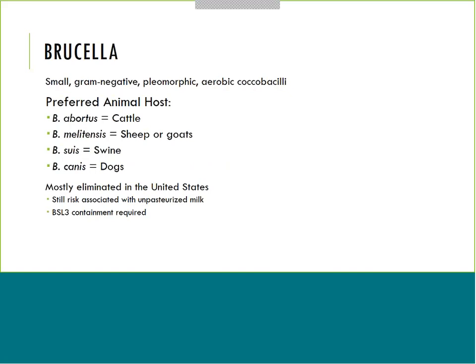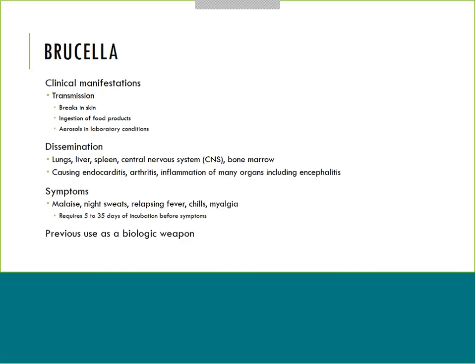Brucella abortus has been linked to cattle. Brucella melitensis is sheep and goats. Brucella suis is swine. That kind of goes together. And canis, of course, is dogs. In the U.S., you really don't see this unless people are still drinking unpasteurized milk. But it's very much needing a biosafety level 3 to work it up. If you ever think this might be present, you should have a level 3. If you don't, you need to send it out immediately. And again, it is kind of a bioterrorism weapon.